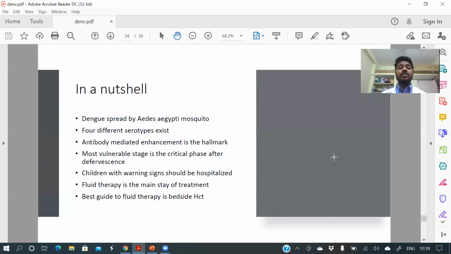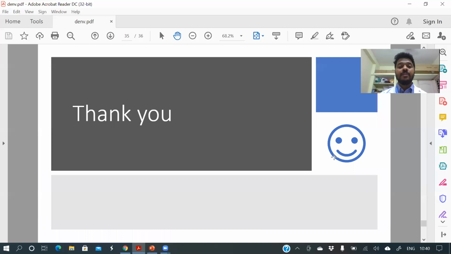So in a nutshell, dengue is a virus spread by the Aedes aegypti mosquito. 4 different serotypes exist. Antibody-mediated enhancement is a hallmark of its pathogenesis. The most vulnerable stage is the critical phase after defervescence. Children with warning signs should be hospitalized. Fluid therapy is the mainstay of treatment. The best guide to fluid therapy is bedside hematocrit.